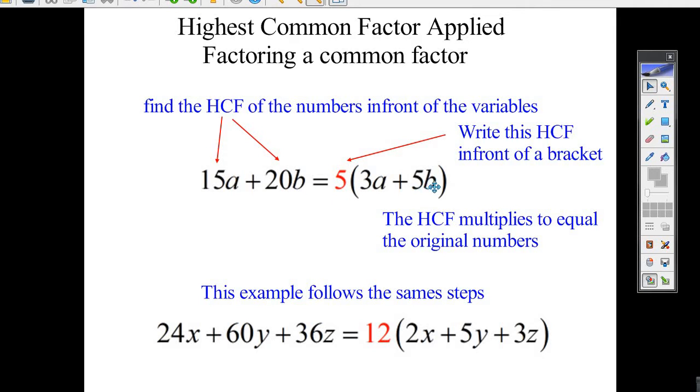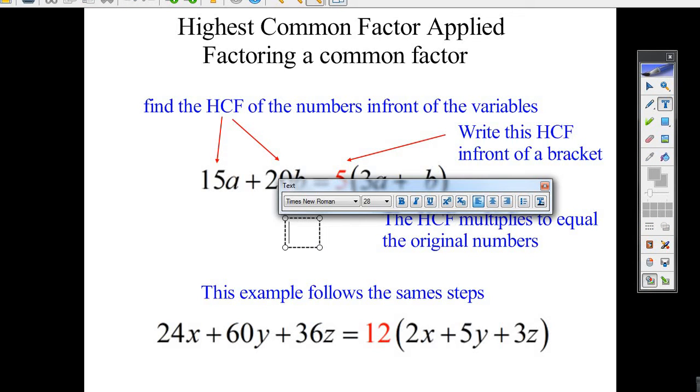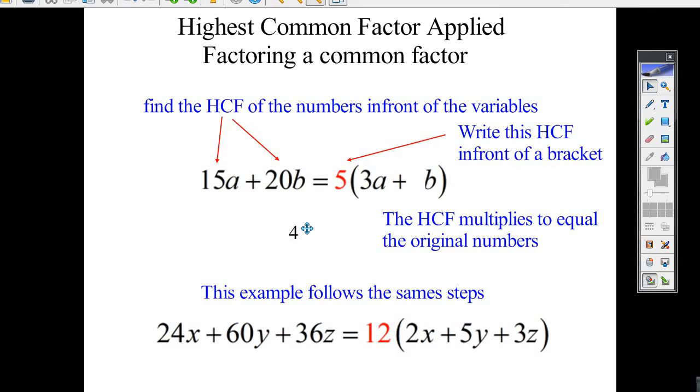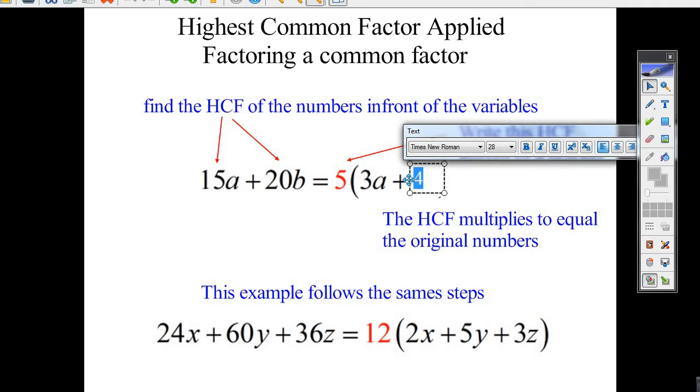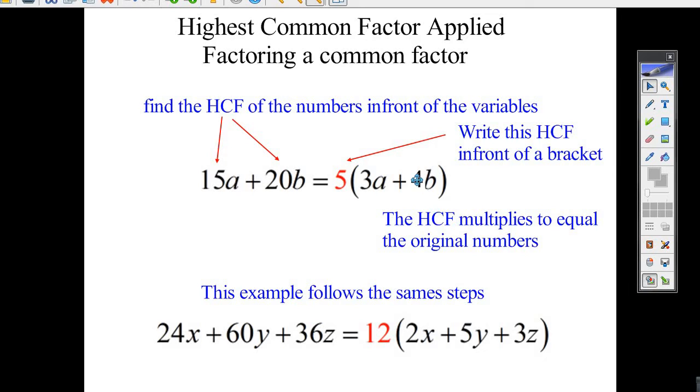And then the other one is we need to make 20b. I put 5b there, and that can't be right. It must be 5 times 4b. Let's fix that up right now. Let's make that 4b. So we're going to have to put a 4 there. To make that right, it's 3a plus 4b. Let's make it nice and big. So it is 5 times 3a plus 4b, because 5 times 4b equals 20b, and that makes it true.